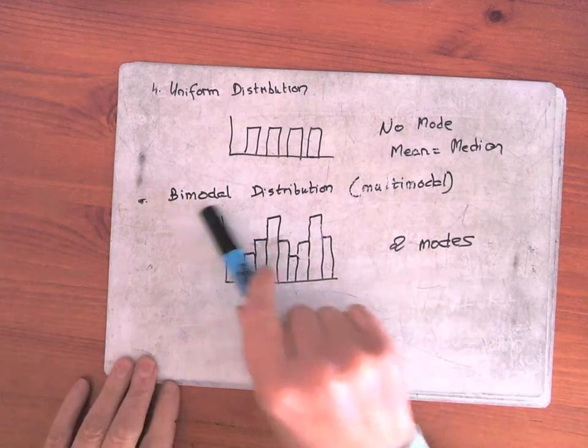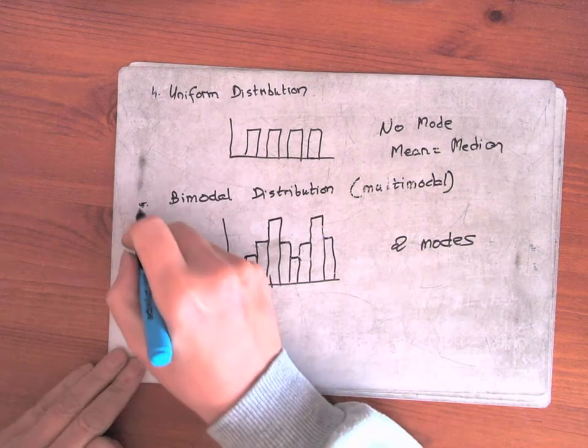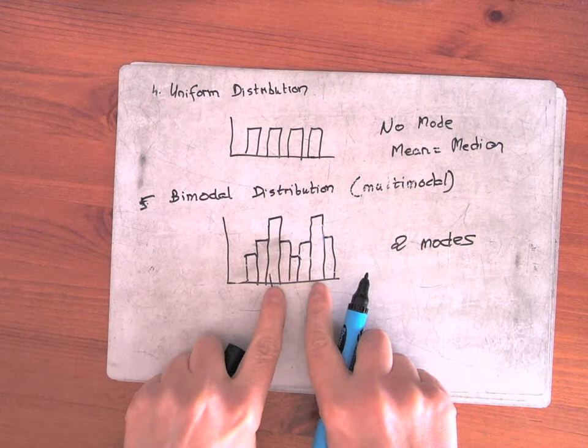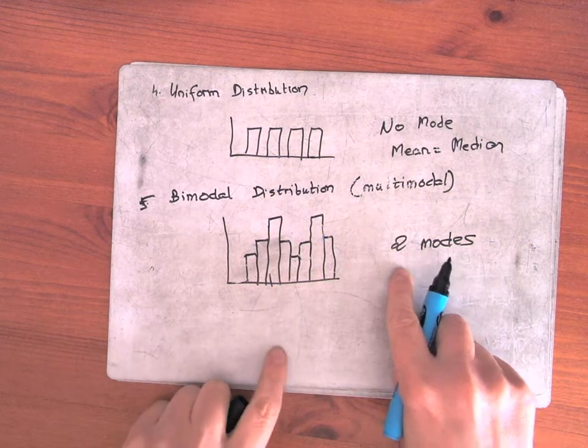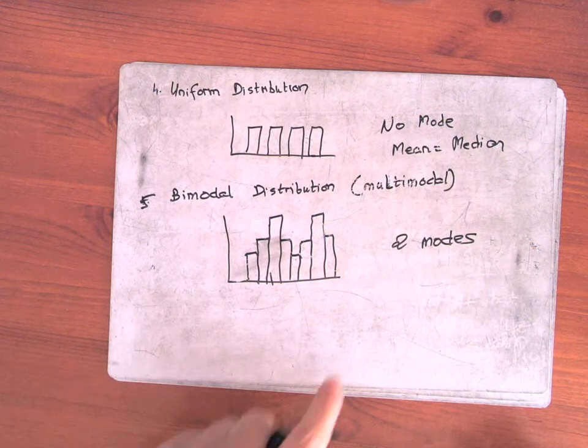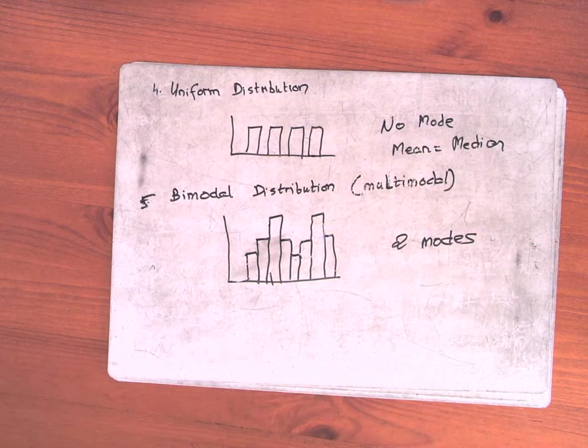A bimodal distribution, bi means there's two modes, so there's two bars at the same height. We can also have multimodal distributions where we have 3 modes, 4 modes, etc.